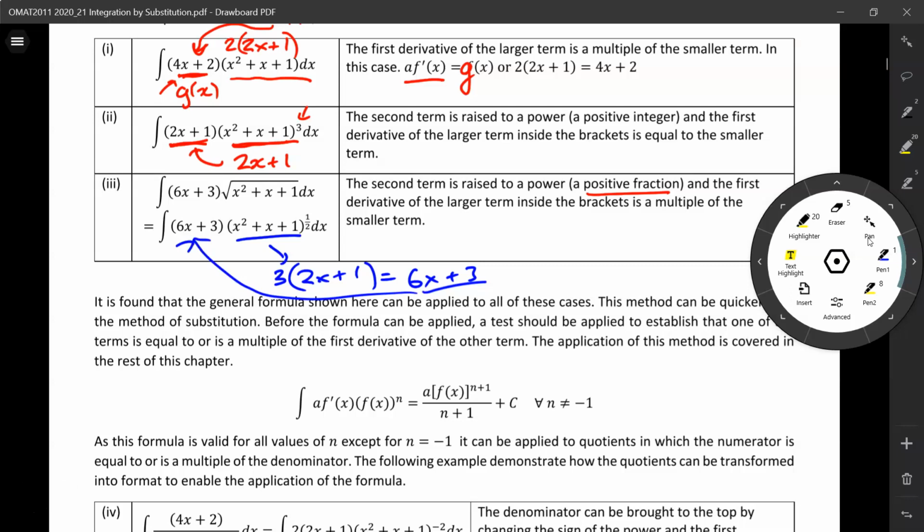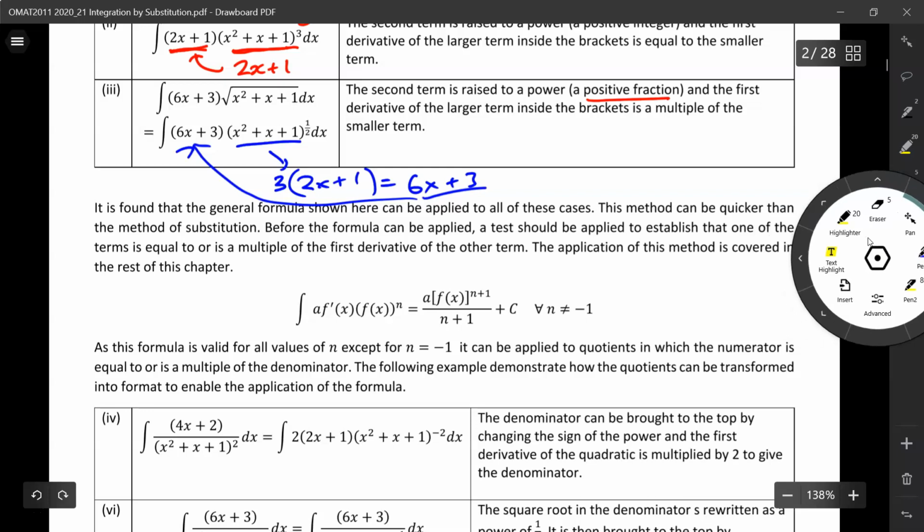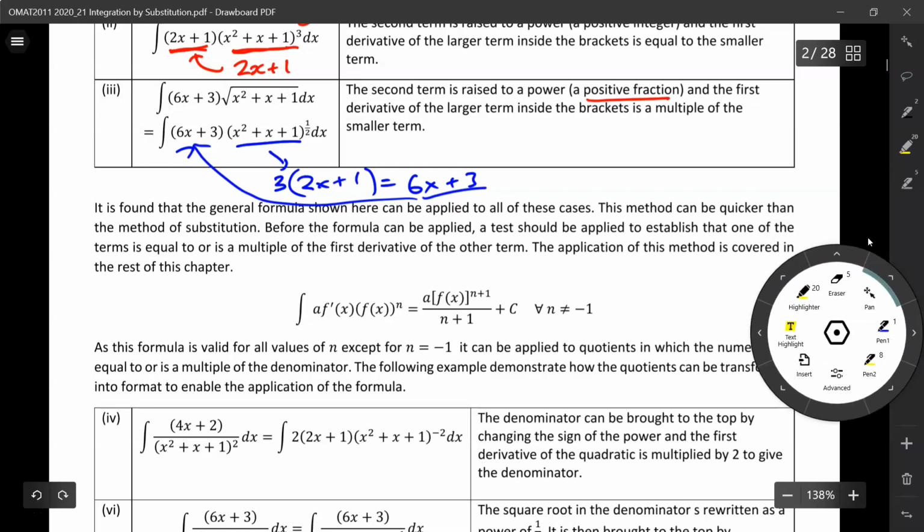Okay, so we come down here. It is found that the general formula shown here can be applied to all cases. This method can be quicker than the method of substitution, which you've done last year. Before the formula can be applied, a test should be applied to establish that one of the terms is equal to or is a multiple of the first derivative of the other term.